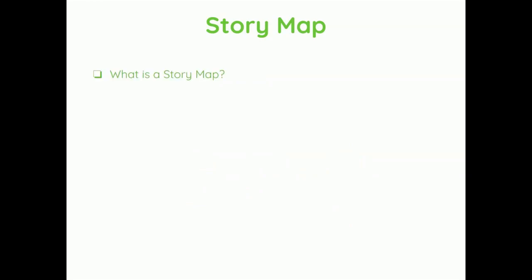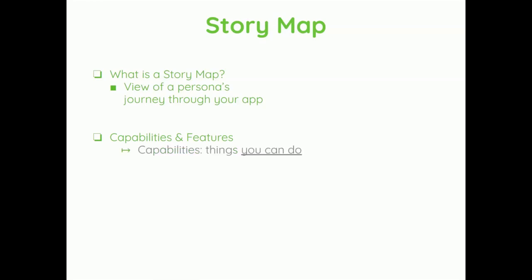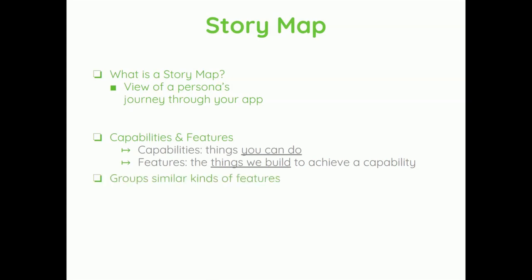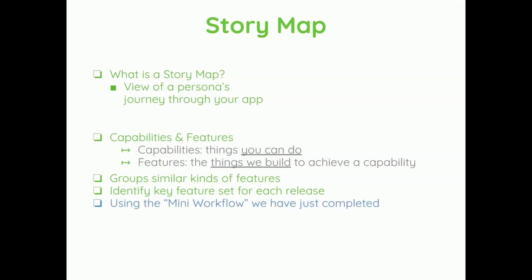So, simply put, a story map is the view of your persona's journey through the application you're building. In the story map, you cover the capabilities, which are things your persona wants to do, and the features, which are things we need to build to achieve the capability. When looking at the things all your personas want to do, you can group similar features together and identify in which work cycle you want to create them. And you can do all this using the mini workflow we just completed.